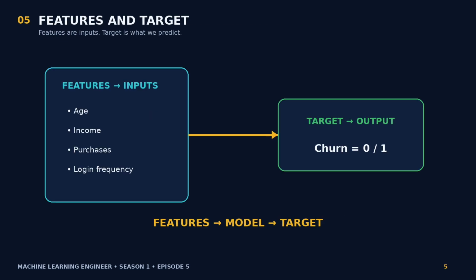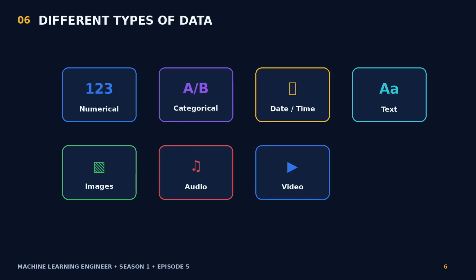The concept you absolutely need to understand are features and target. Features are the input information that the model uses to make a prediction. The target is what we are trying to predict. In this example, age, income, purchases, and login frequency are features. Churn is the target. During training, the model uses the features along with the known target values to learn a relationship between them.